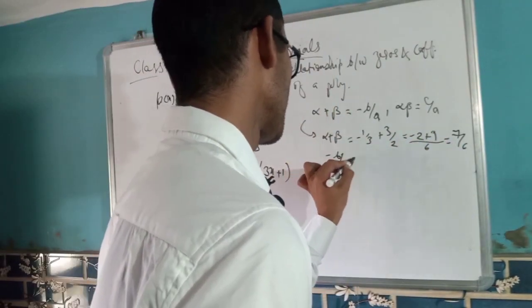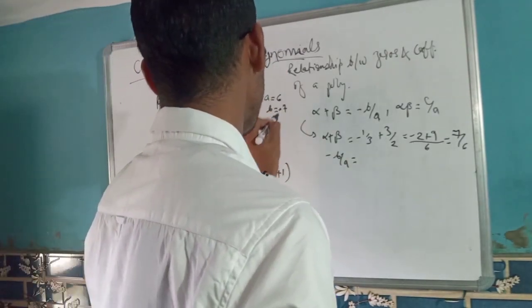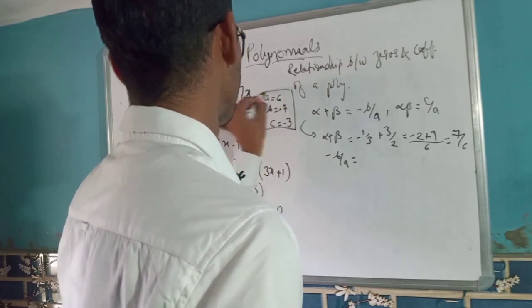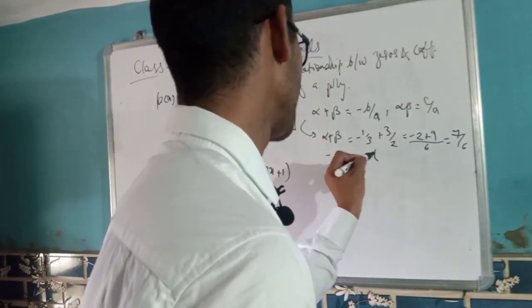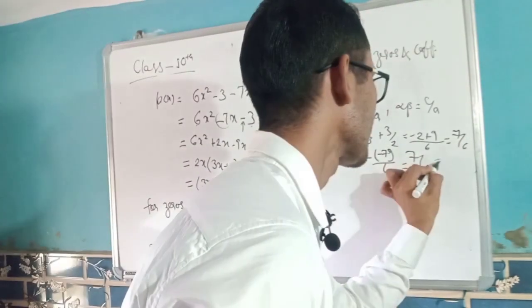And now find minus b by a. Let's say what is b? Here a equals 6, b equals minus 7, and c equals minus 3. So minus b by a is minus of minus 7 by 6, which is 7 by 6. Just the same. Both are the same.